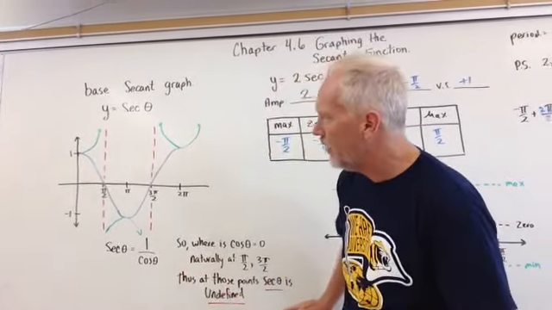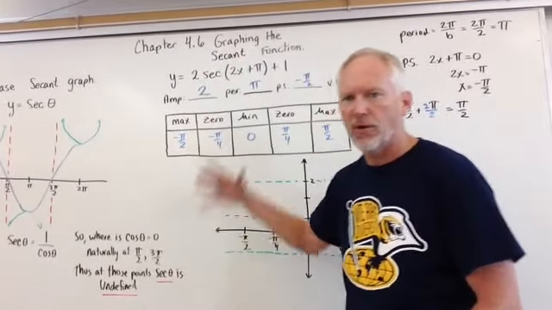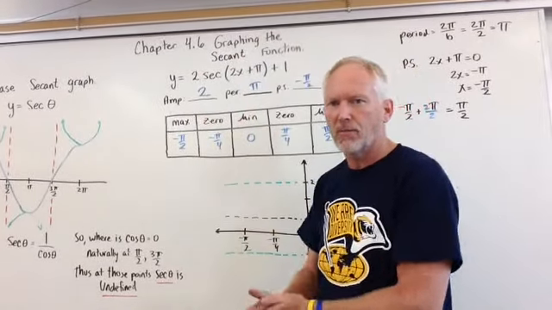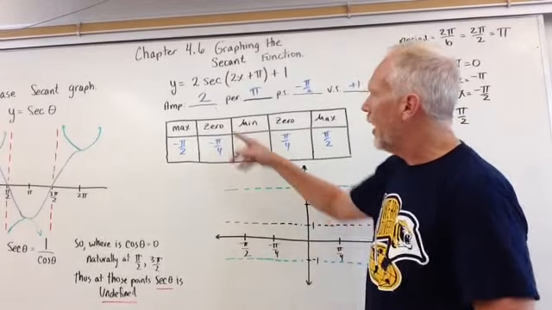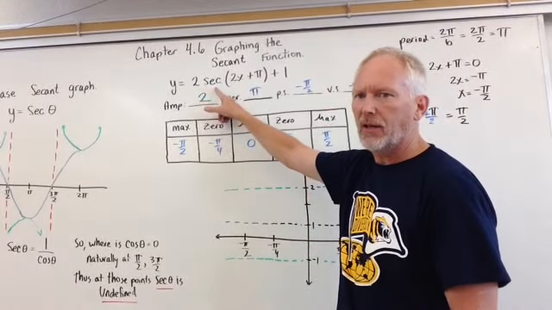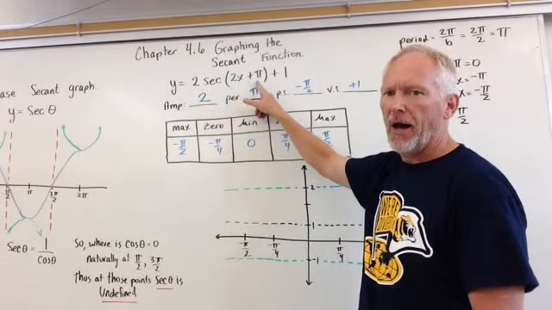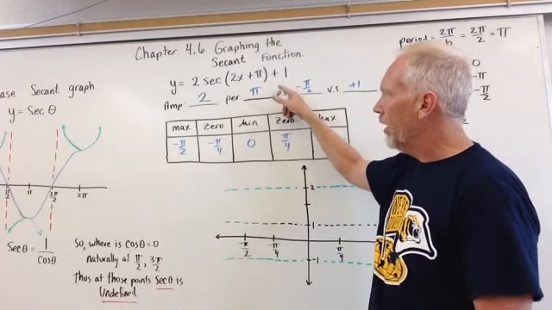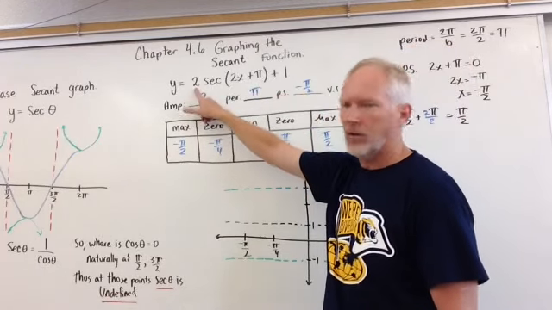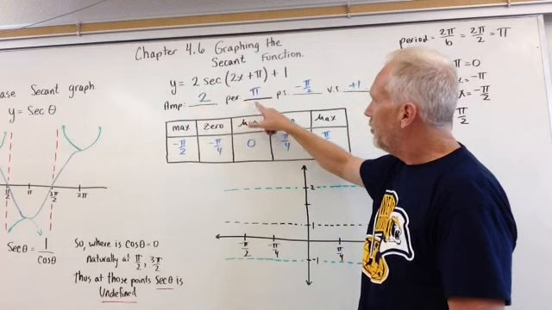Okay. All right, so that's the parent. Let's look at one that's got some shifts and some crazy stuff to it here. We've got y equals 2 secant of 2x plus pi, plus 1. So again, amplitude 2.